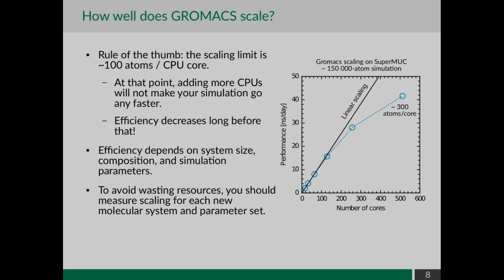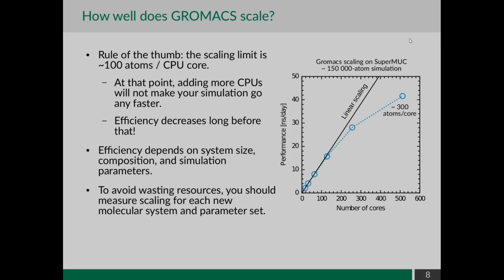Now, how well does Gromacs scale? The Gromacs developers gave us a rule of thumb. They said that the scaling limit for Gromacs is around 100 atoms per CPU core. What this means is that at that point, if you add more CPUs, you won't make your simulation go any faster. However, the decrease in efficiency starts long before that.